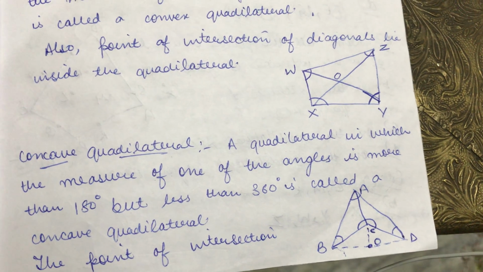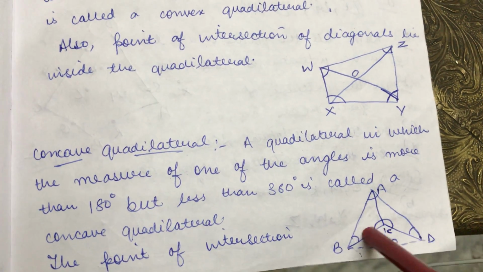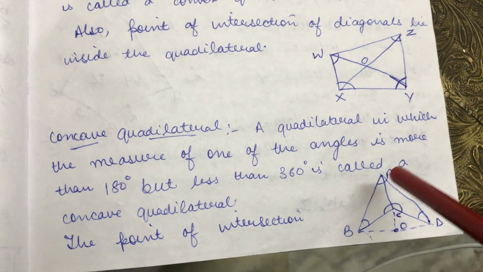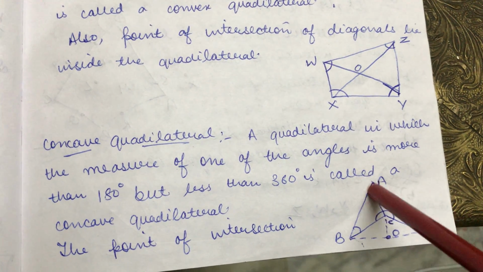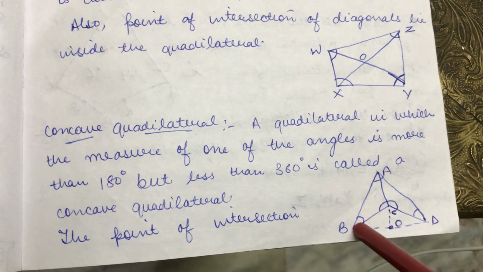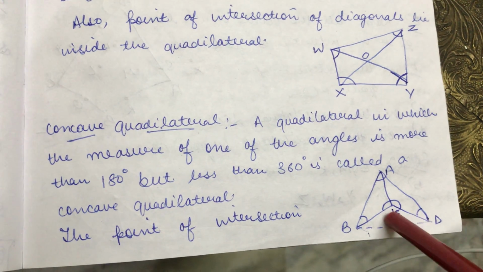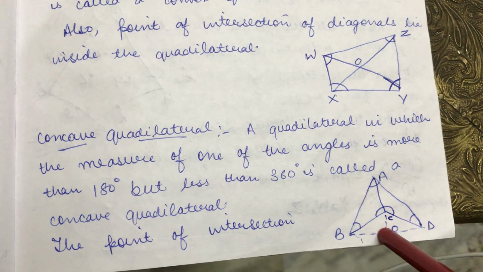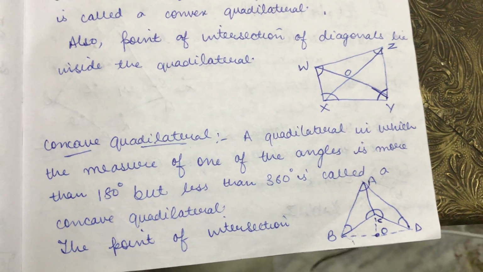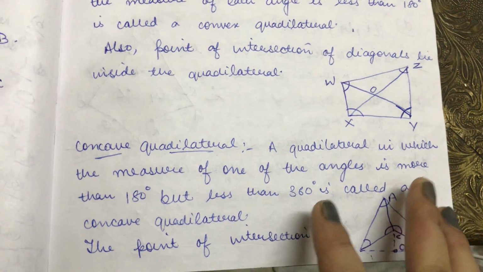So such a quadrilateral is known as a concave quadrilateral. If I extend this diagonal and if I join these two vertices, the two diagonals intersect outside the quadrilateral, in the exterior of the quadrilateral, in case of a concave quadrilateral.